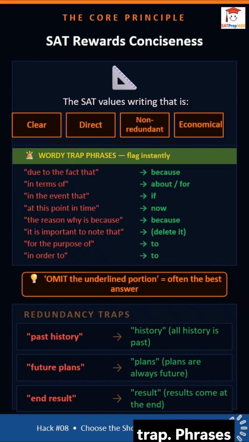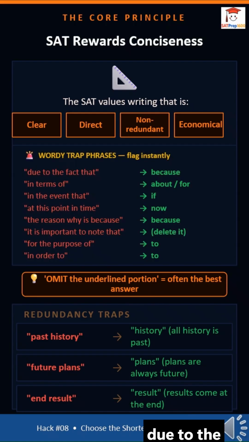First, wordy trap phrases. Due to the fact that just means because. In order to just means to. At this point in time just means now. These longer phrases never add meaning. They only add words. Second, redundancy.